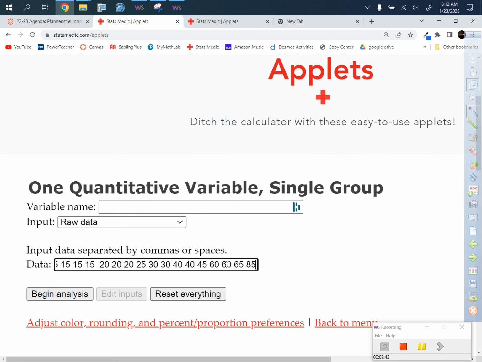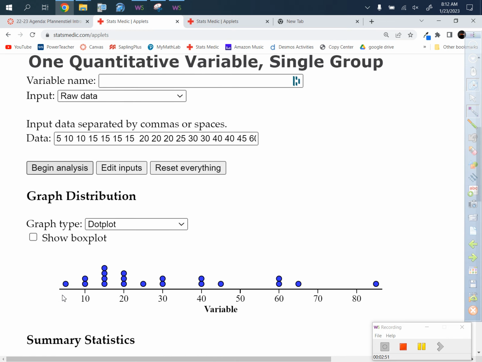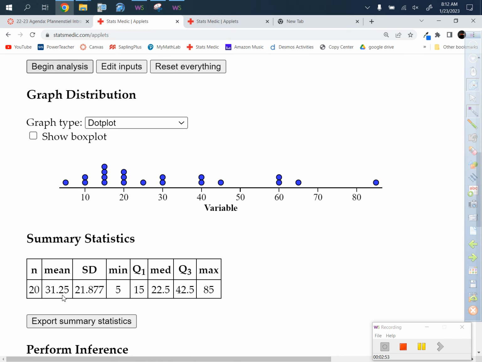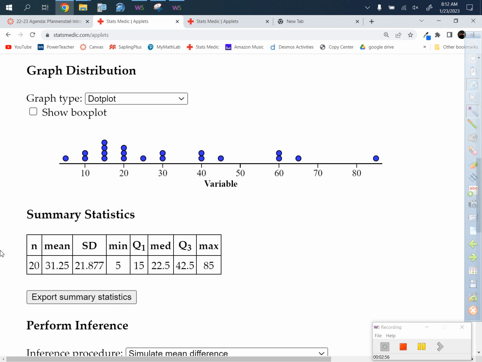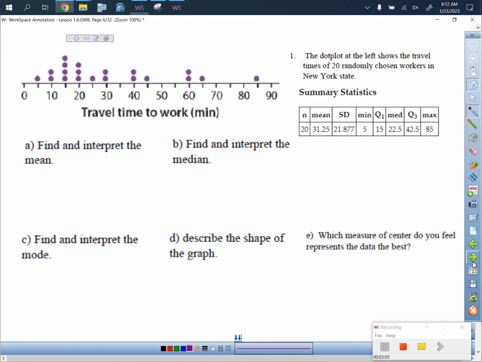All right? And then once you get it all in there, you hit the Begin Analysis button right down here. Begin Analysis, and it'll give us those summary statistics. The first thing I check is if I typed in the right amount. You know, it told us in the problem that there was supposed to be 20 times. I got 20, so that is nice. So here's our summary statistics right here.